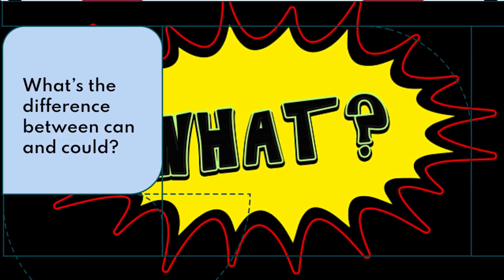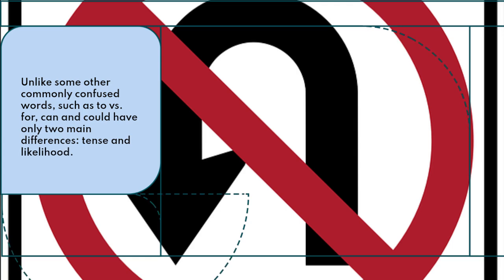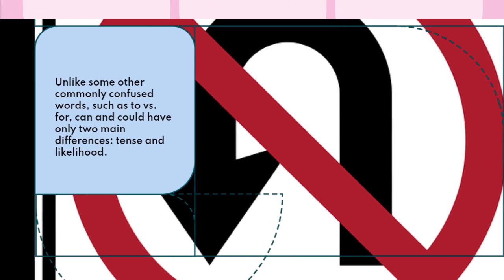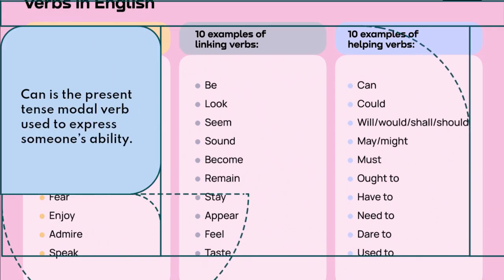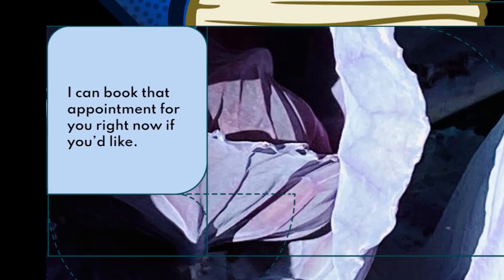What's the difference between can and could? Unlike some other commonly confused words, such as to versus for, can and could have only two main differences, tense and likelihood. Can is the present tense modal verb used to express someone's ability. I can book that appointment for you right now if you'd like.